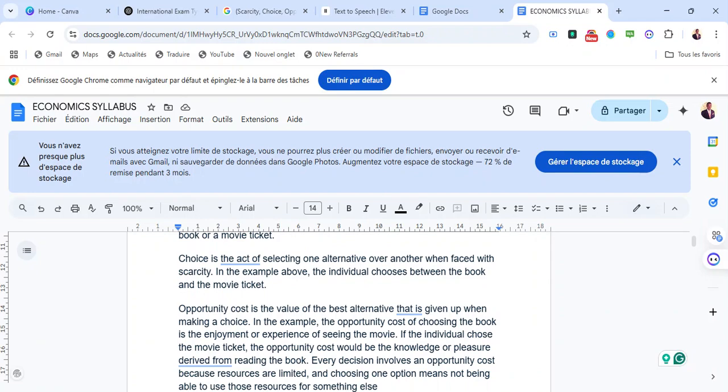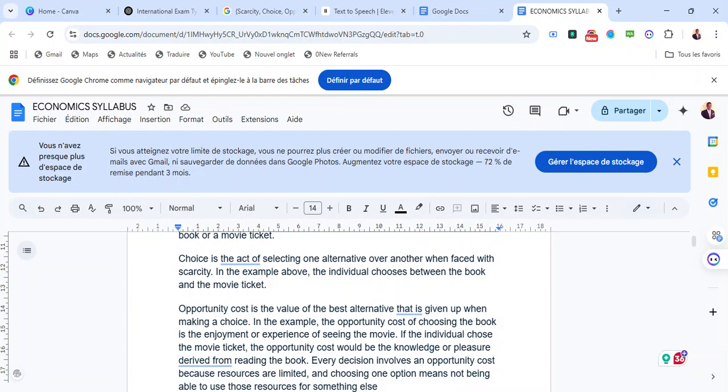Choice is the act of selecting one alternative over another when faced with scarcity. Choice and scarcity are interrelated in the sense that because we have scarcity, you now have to make a choice. You understand? You have scarcity, your resources are limited, your money is small. You now have to make a choice. Either you are going to buy a bottle of juice or a bottle of Coke, or you are going to buy a book. So that is why it is explained here that choice is an act of selecting one alternative over another when faced with scarcity.